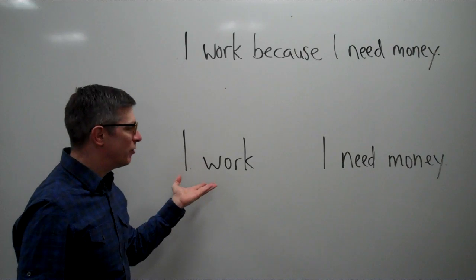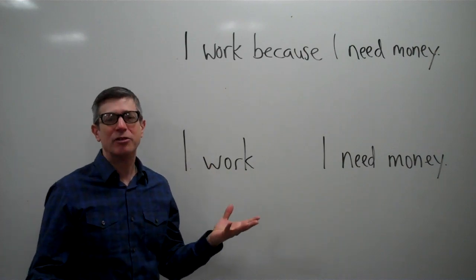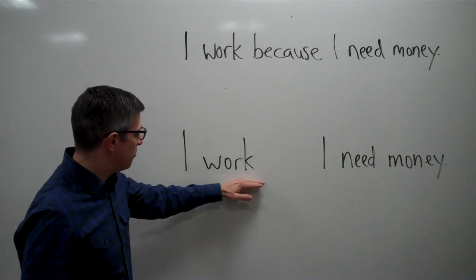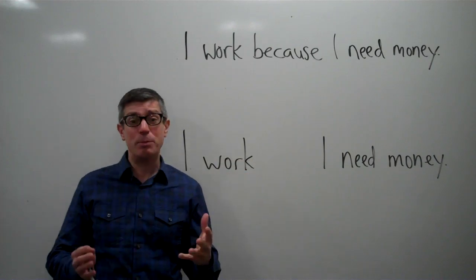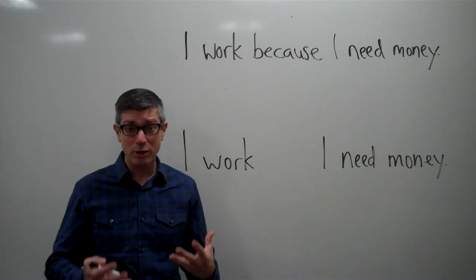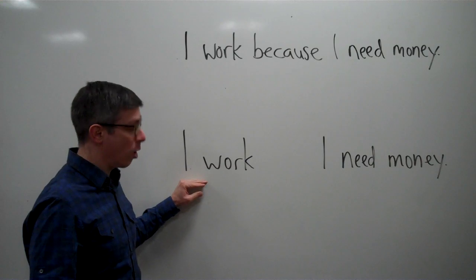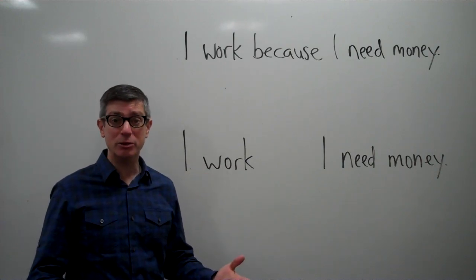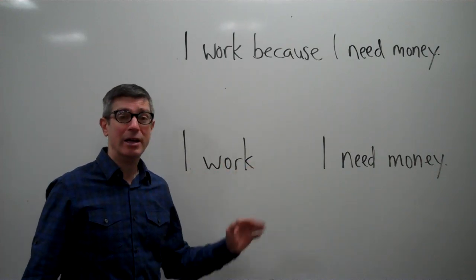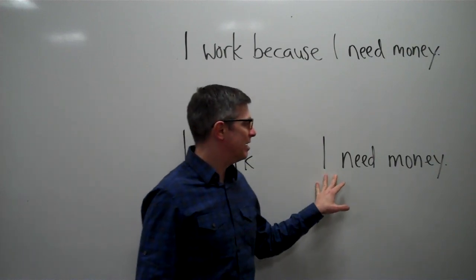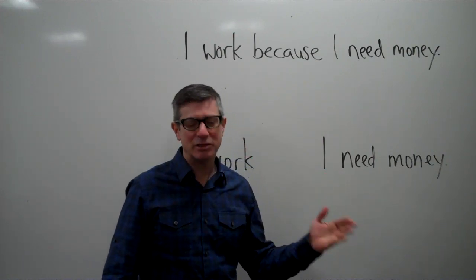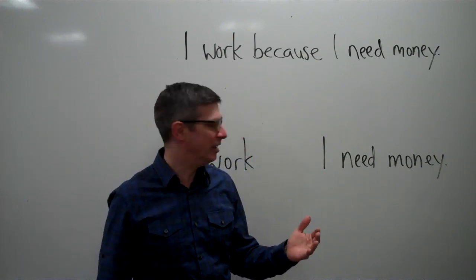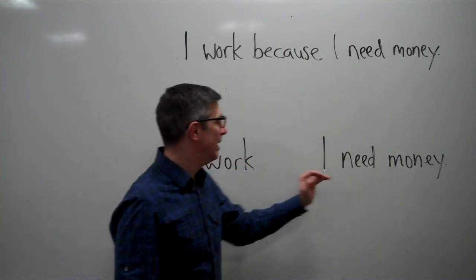Now, we would call this a fused sentence. That is, it's got an independent clause here, and an independent clause, that's something that could stand alone as a sentence. I work. That could stand alone as a sentence. There could be a period there. So this is an independent clause. And I need money. Well, that's another thing that could stand alone as a sentence. There is a period after it.